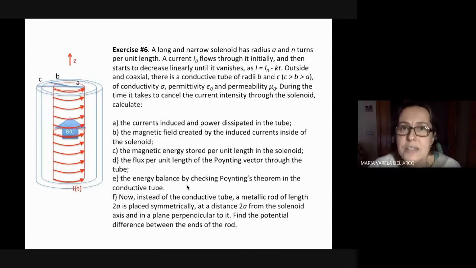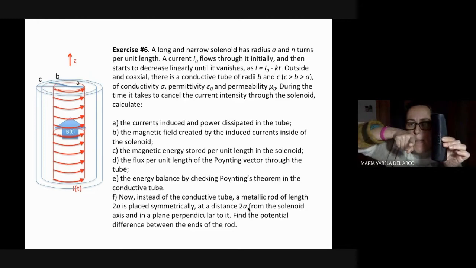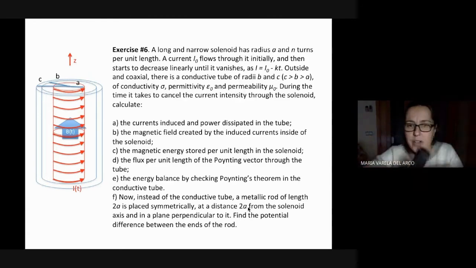And finally, and this is the last thing, now imagine that instead of the conducting tube, so we remove the tube, we had a metallic rod of length 2a, where a is the radius of the solenoid, which is placed symmetrically at a distance 2a from the solenoid. What this means is if the solenoid is vertical, we put the rod like that, perpendicular to the solenoid, okay, and at a distance 2a. Find the potential difference between the ends of the rod. Those are going to see a non-conservative electric field, remember? So there will be a potential difference that we will calculate.